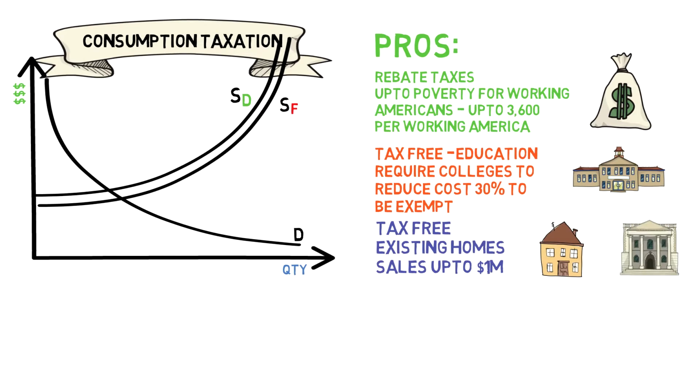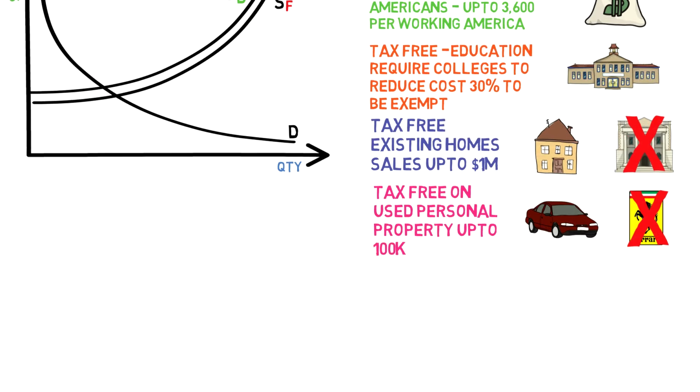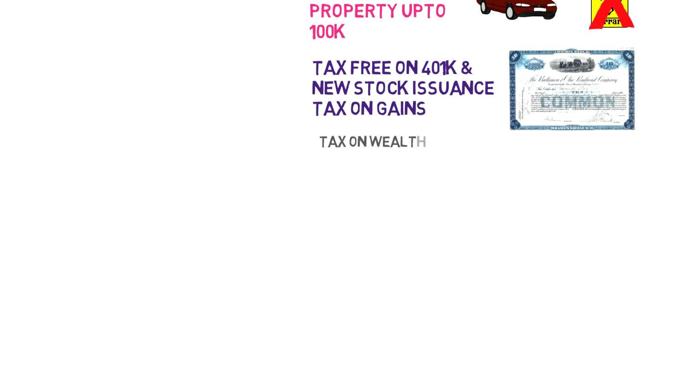Sorry, mansions would not be. When it comes to personal property, used automobiles or used materials would also be tax-free, but unfortunately, again, Ferraris would still need to be taxed. 401k earnings and new stock issuance would also be tax-free. We would tax wealth, not productivity.